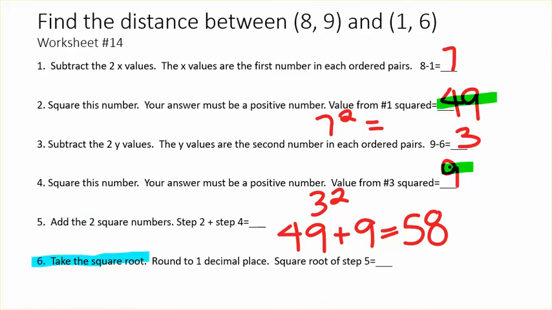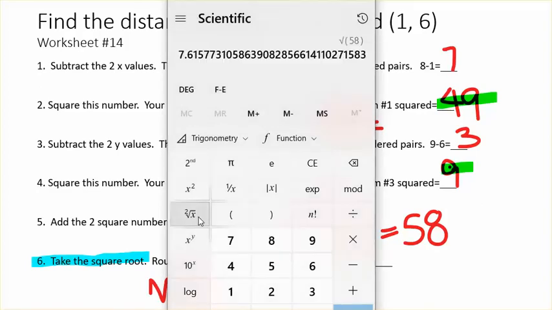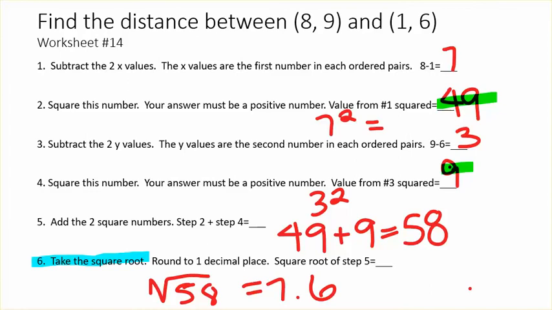And finally, our last step is to take the square root. You will need your calculator for that. So the square root of 58. We want to round that to 1 decimal place. The square root of 58 is 7.6. So 7.6 is the distance between those points.